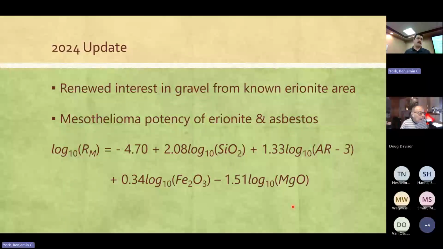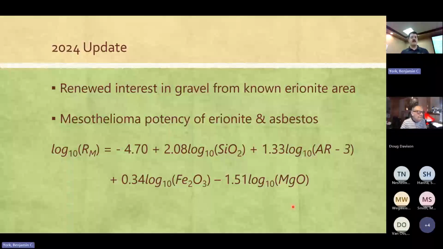So basically what these researchers did, and they're basically risk assessors. So they're not necessarily researching Erionite, they're taking all the data that's been published and then trying to come up with what is the potency for mesothelioma from all these different Erionite fibers, and then comparing it with the asbestos fibers as well to figure out, is Erionite really worse than asbestos? Is it not? That kind of thing.